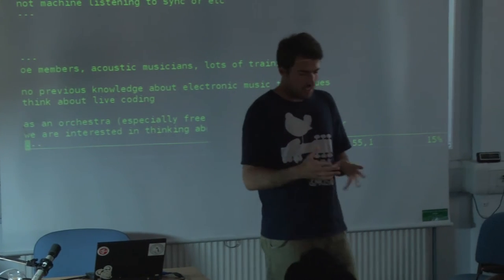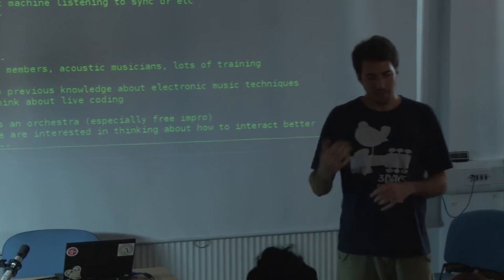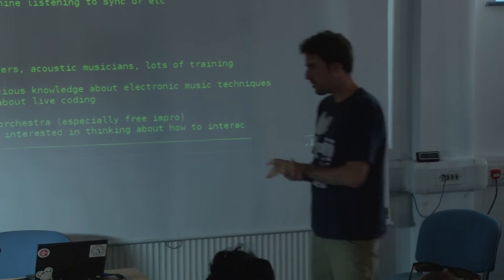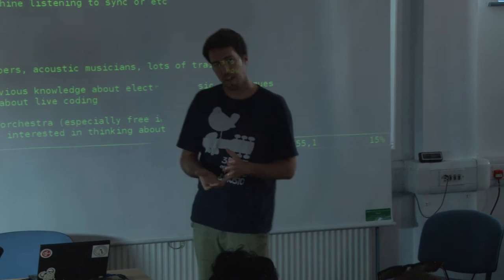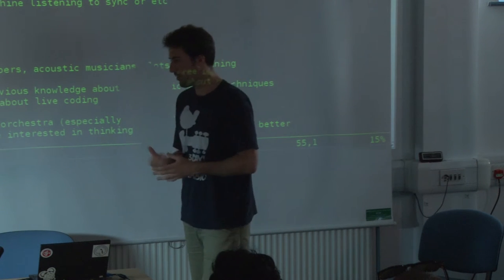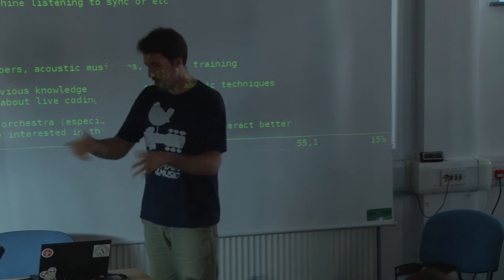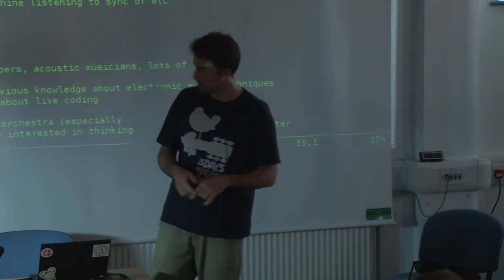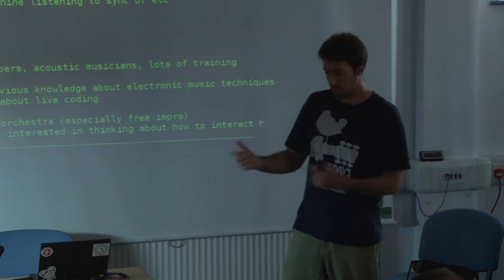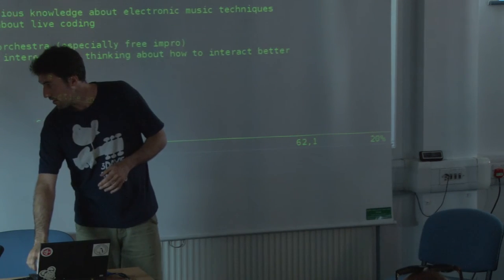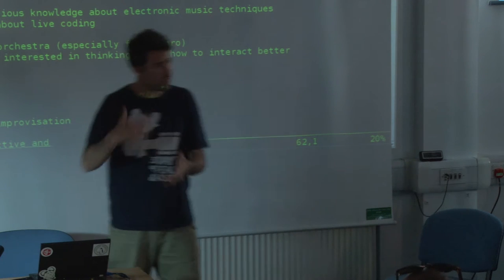Yeah, in an orchestra scenario, especially in a free improvisation orchestra, it's very important how to effectively interact. You need to have a perfect interaction for each work. So we are in this orchestra very interested in thinking about how to interact better. We noticed some problems in our interactions, and we started to think about why.